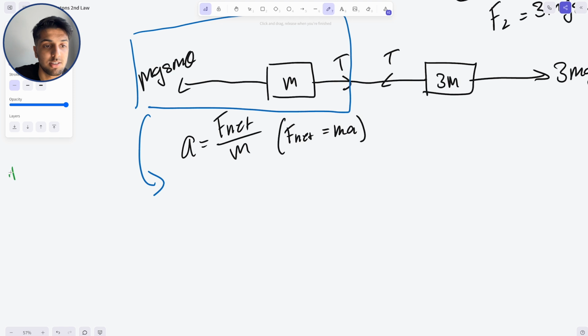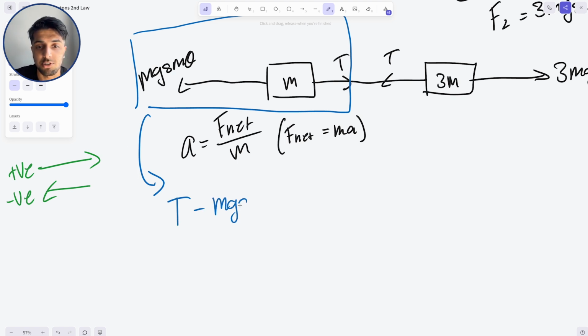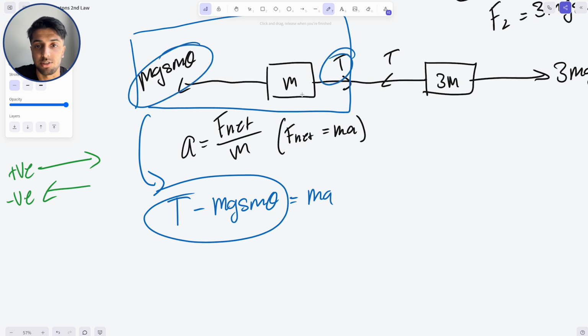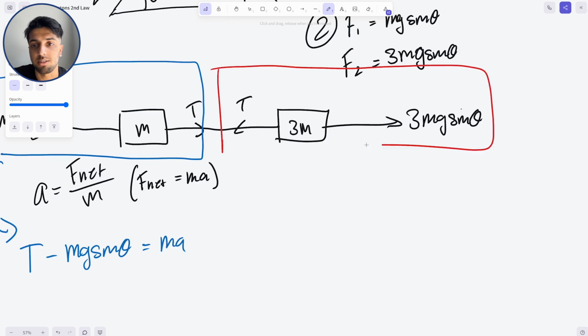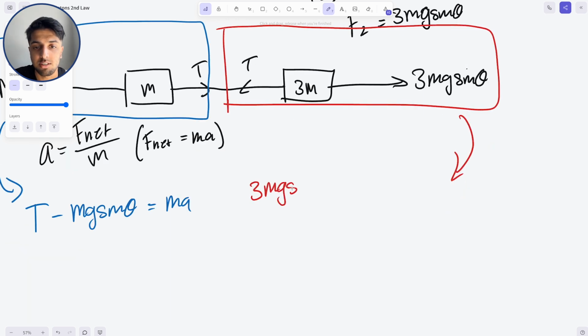So if we define some parameters that positive is equal to the right and negative is equal to the left, then we can say that for this blue equation right here, T minus mg sine theta, again, as positive is to the right, so T is positive and mg sine theta is negative, and that is all equal to ma. Again, this is our net force because these are the two forces acting on this side of the system. If we do the same thing for this side of the equation, we can get 3mg sine theta minus T is equal to 3ma.